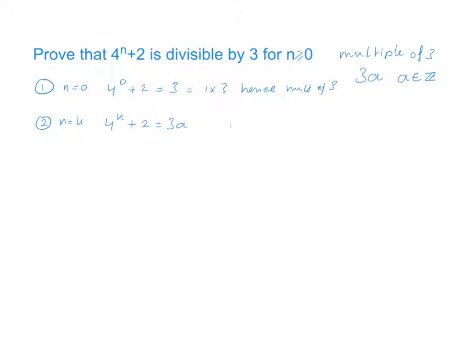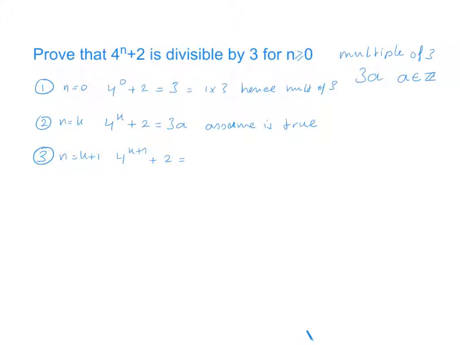So we assume that this is true, and we will use this a bit later. We will use this in the third step, step 3, where we look at n equals k plus 1. So here we say 4 to the power k plus 1 plus 2 needs to be a multiple of 3. Now I'm going to rewrite this.